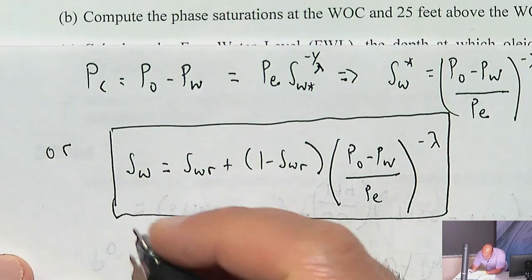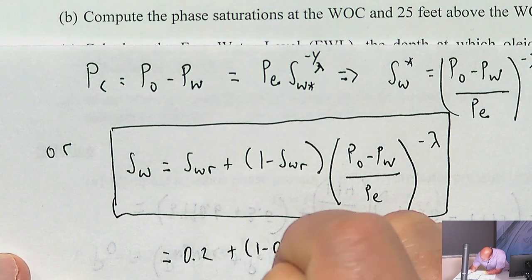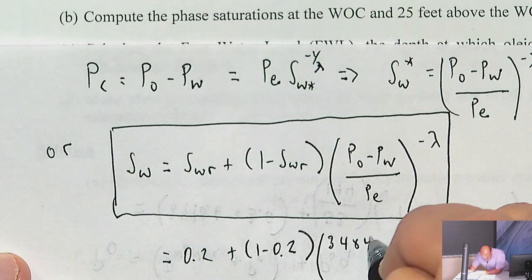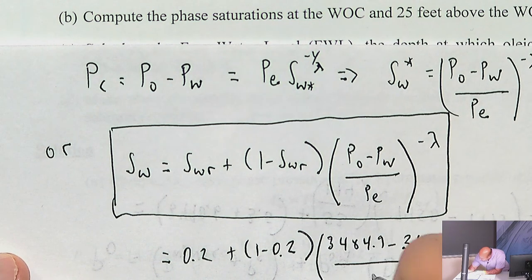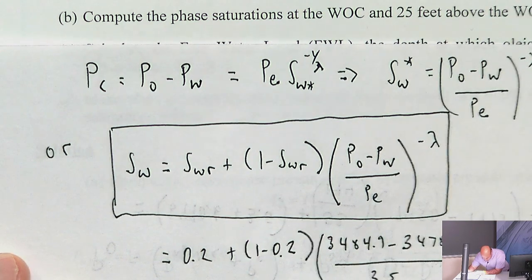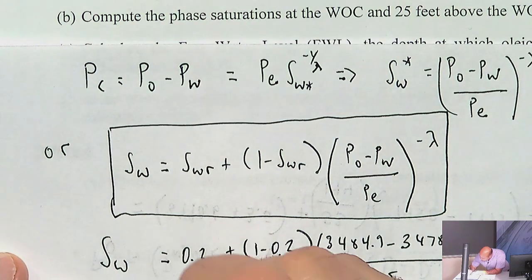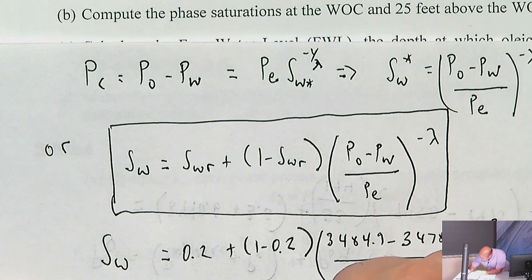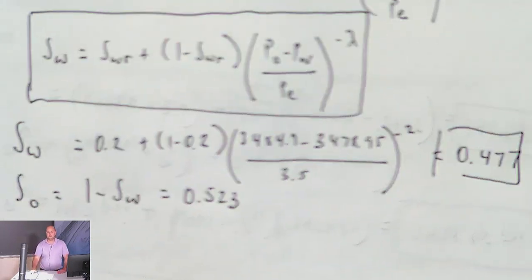So here I get 0.2 plus 1 minus 0.2 times my 3484.9 minus my 3478.95 divided by 3.5 to the minus 2, and I get 0.477. That's SW. Now, if I wanted to know SO, it would be 1 minus SW. There's no gaseous phase in this problem, so that's 0.523. That makes sense.